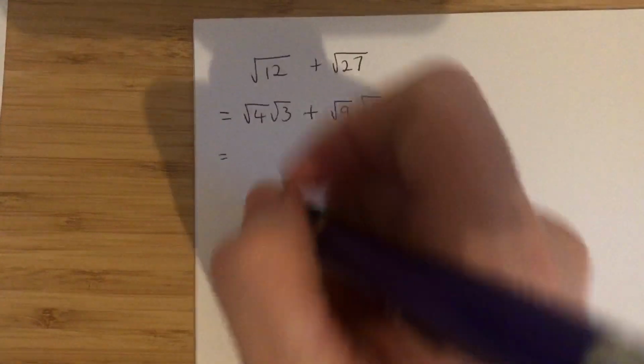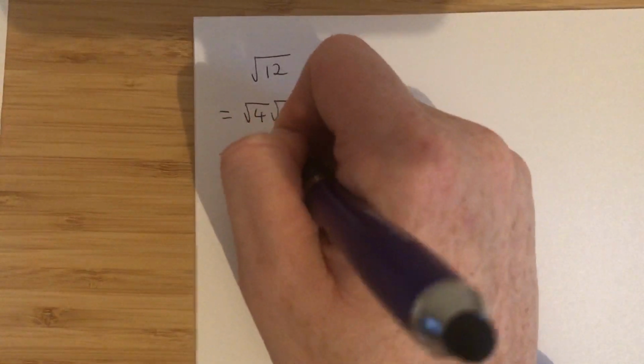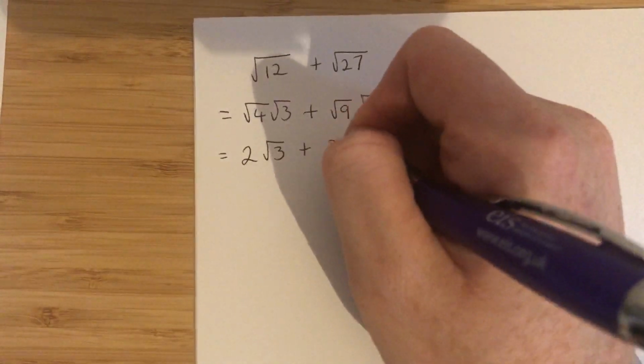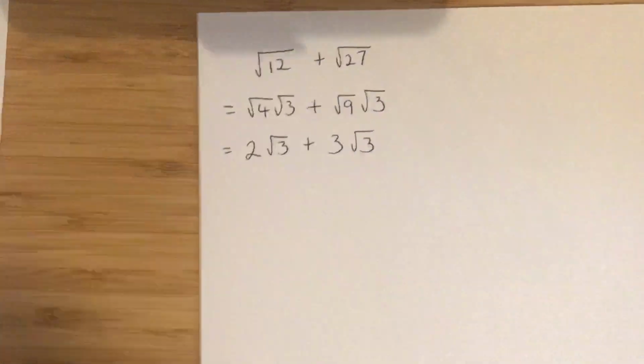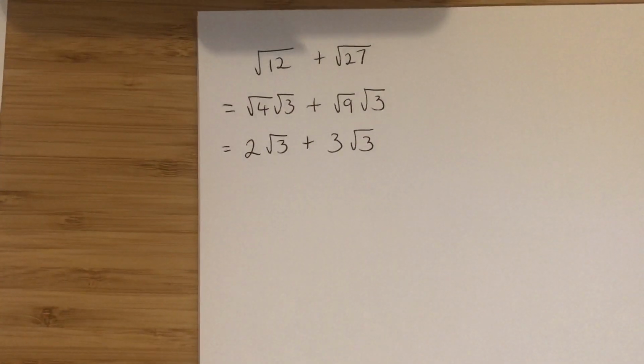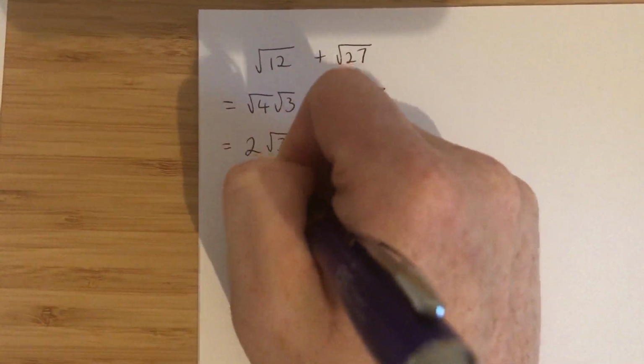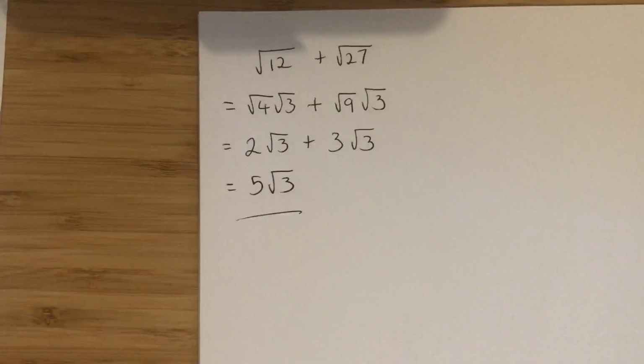Square root of 4 we know is 2, so we write 2. Root 3 we can't simplify. Plus square root of 9 is 3, and then we've got root 3. Now we've actually got 2 root 3 plus 3 root 3, which we can add together. 2 root 3s plus 3 root 3s would give you 5 root 3. And so that's the basic strategy you use to add or subtract surds.